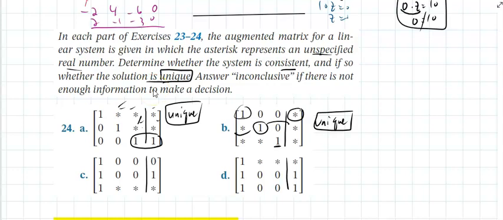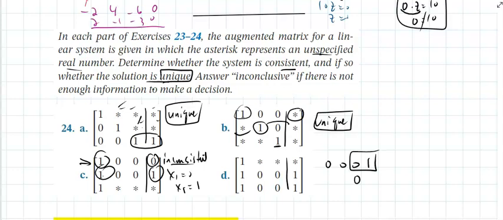Now, if I look at C, in C we have a problem. This is inconsistent. And the reason for that, here it says x1 equals 0, and here it says x1 equals 1. You can't have two solutions for x1. That's inconsistent. That's the no solution. And if you really want to see it, take negative row 1, add it to row 2. Row 2 becomes 0, 0, 0, and a 1. That says 0 times x3 equals 1, but 0 times any quantity is 0, and there's no solution.